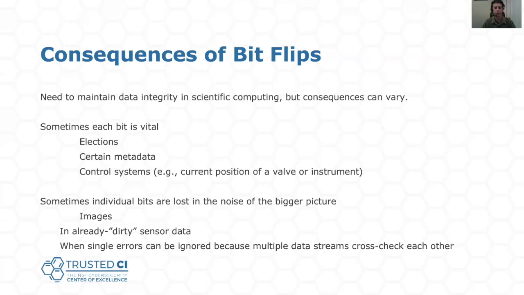In fact, in many places in scientific research computing, scientists tend to assume bit flips are dealt with automatically and systems are generally simply trusted. While this is not true, its consequences can vary. In some cases, such as an election, a single bit flip is clearly vital, since a single bit can determine if a race is won or lost by a given candidate. In science, this arises most frequently in certain types of metadata, where corrupt data might be catastrophic.